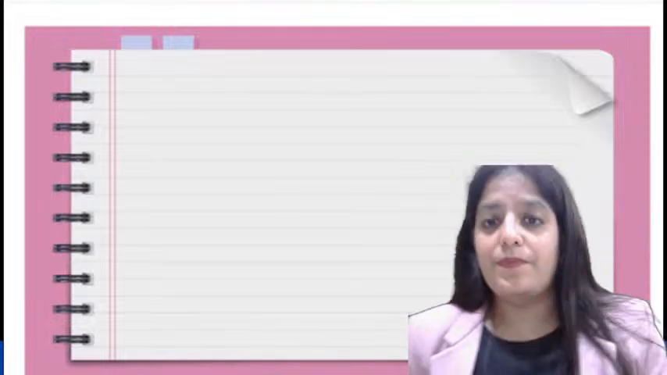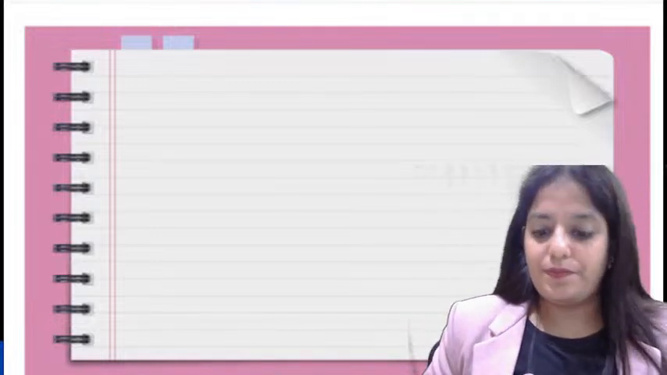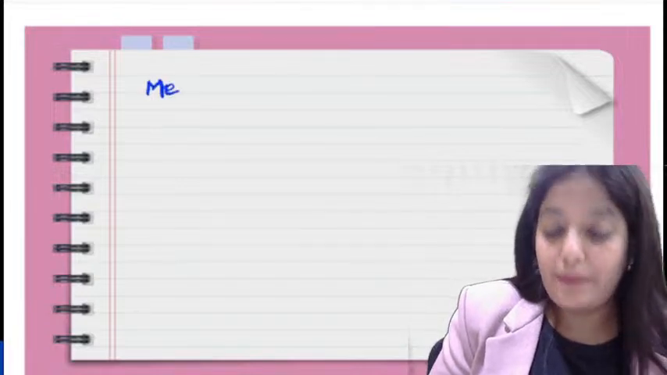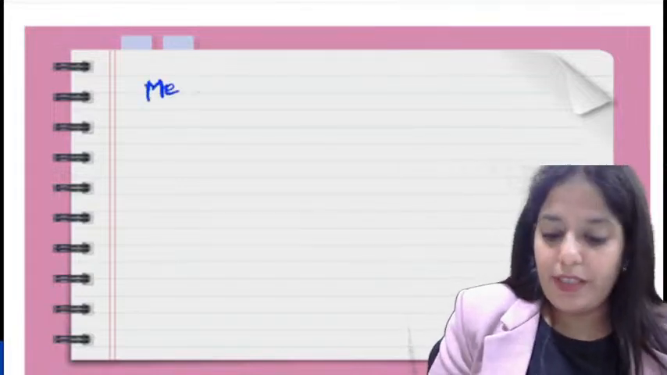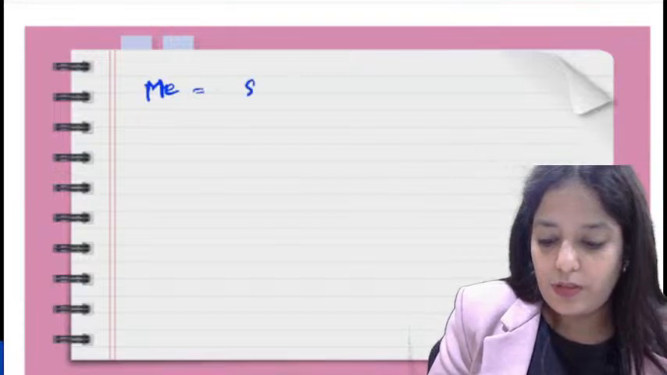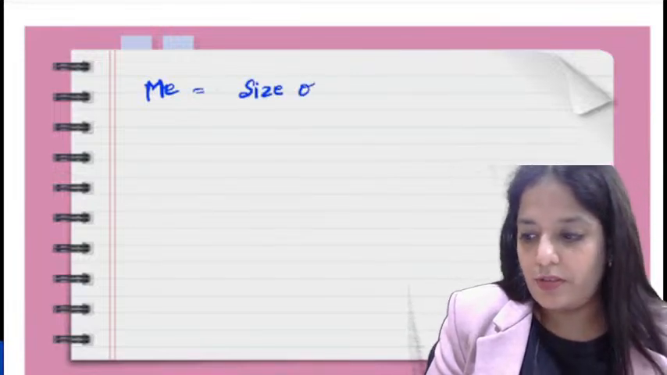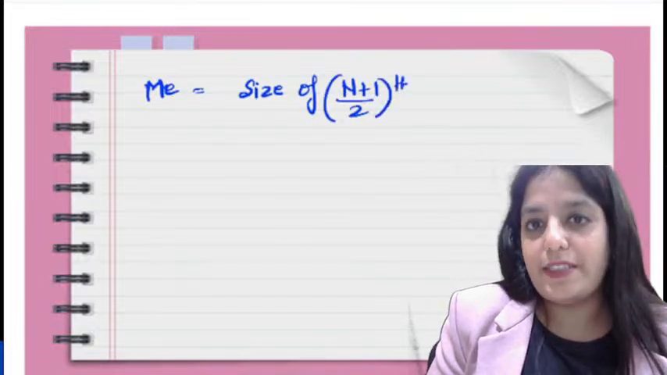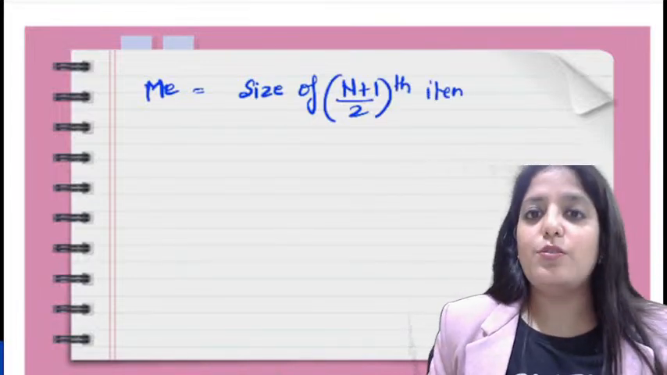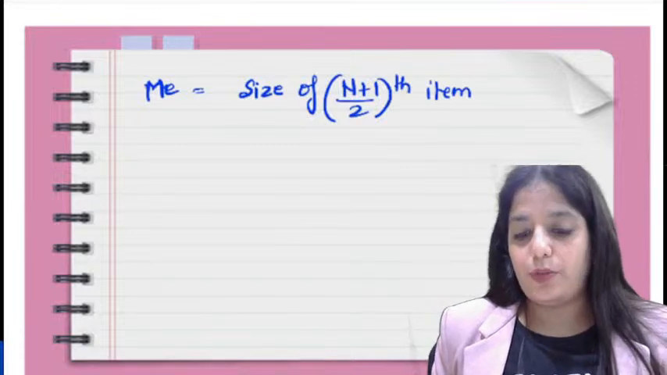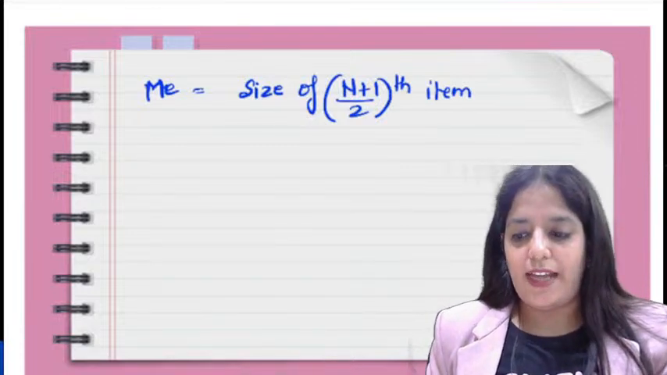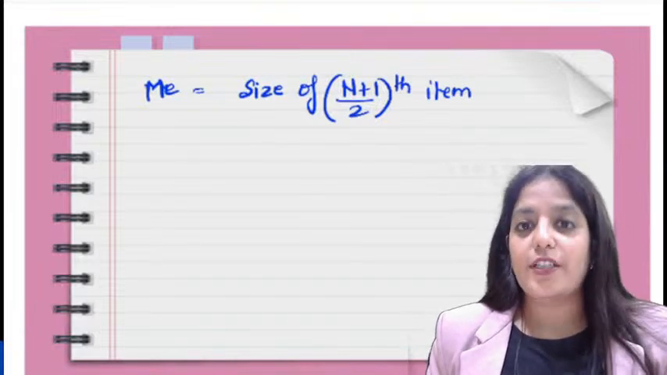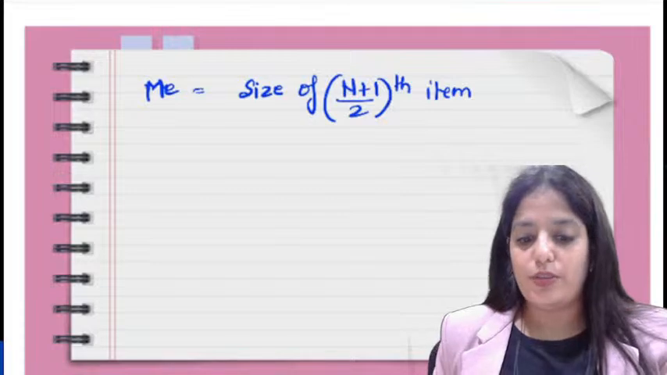It's very easy. So always remember, median, which we represent by ME, is equal to size of (n plus 1) by 2th item. N plus 1 by 2th item. Now I'll give you one example that will help you understand how we can use one single formula in both scenarios.